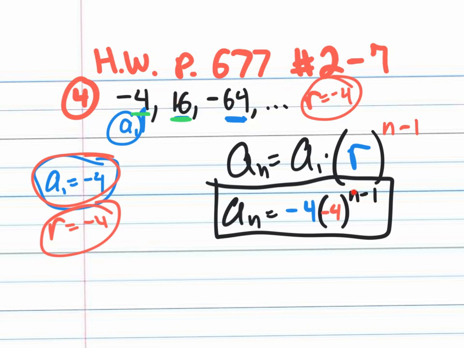Let's double check. Let's plug in a 1 right here. 1 take away 1 is 0. Anything to the power of 0 is 1. Negative 4 times 1 is the first number, negative 4. So that's how you could feel more confident about your answer.